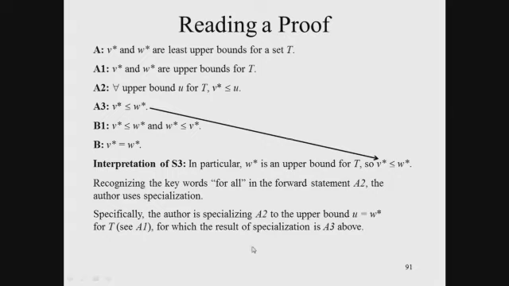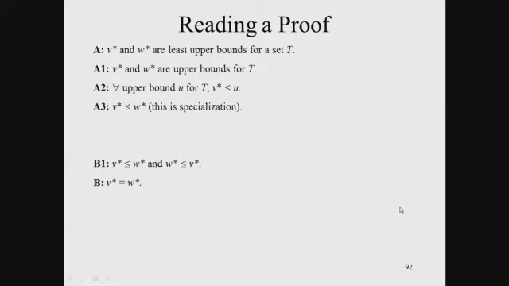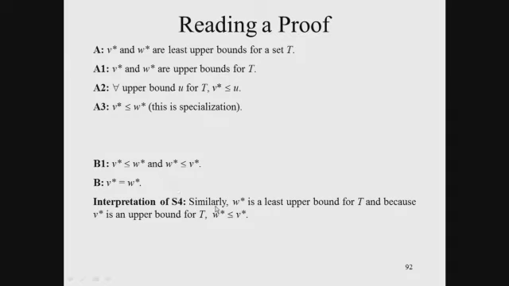See how that worked? You substitute W star for U and write the something that happens. And that's exactly what the author has written here. The keywords "in particular" in a condensed proof often are a sign that the author is using specialization. All right, so here's where we are so far. This is the first half of B1. We have to get this part now. So let's see what the author writes next.